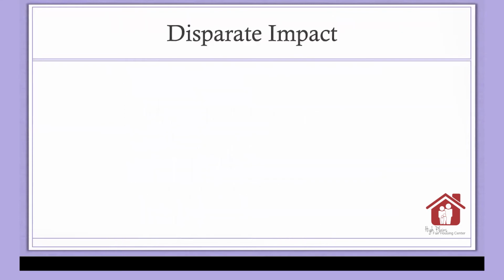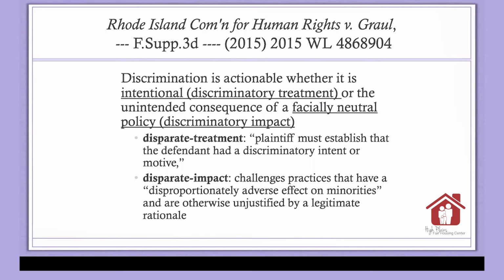So let's see if we can talk about disparate impact type claims. In this case, Rhode Island Commission for Human Rights versus Grawl does a good job of laying out these two different types of proof of discriminatory housing practices. So that's one reason I really like this portion of this opinion. The court talks about how discrimination is actionable, whether it is intentional discriminatory treatment or the unintended consequence of a facially neutral policy. That's what we're talking about when we talk about discriminatory impact.